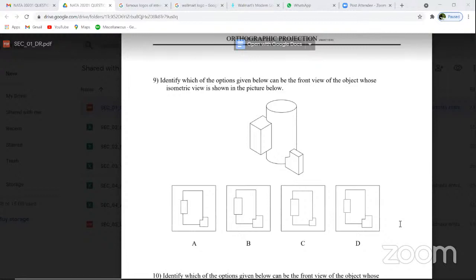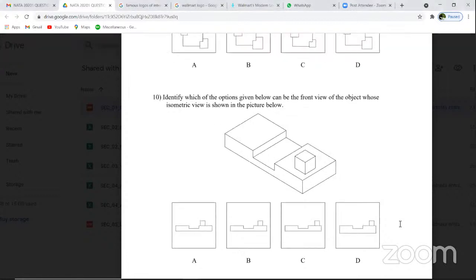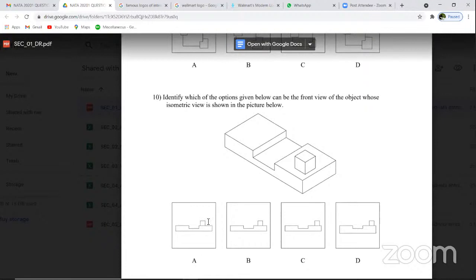All of those were top view problems, just different views. Option C. C is correct. Why? Because again, this is exactly the opposite of where it should be. This is in the center. This is not in the center. Your voice is glitching, ma'am.